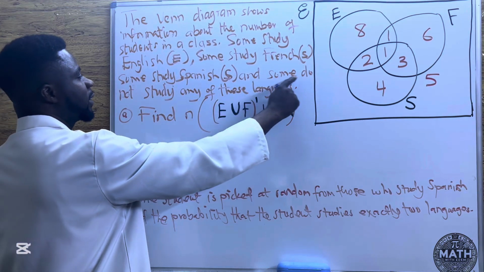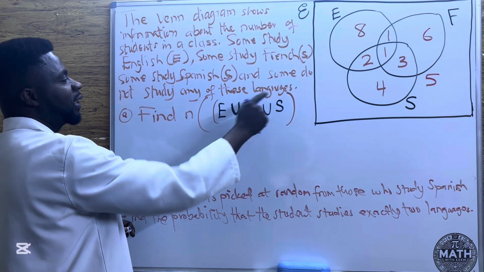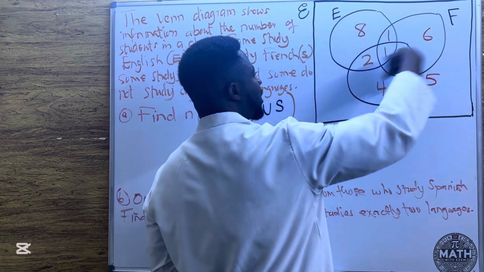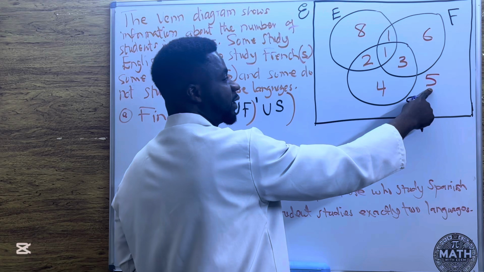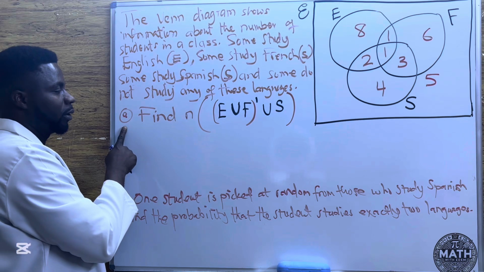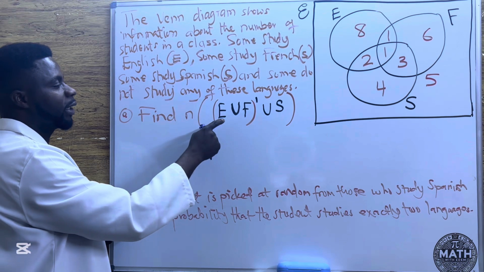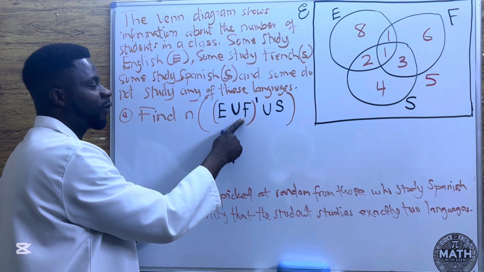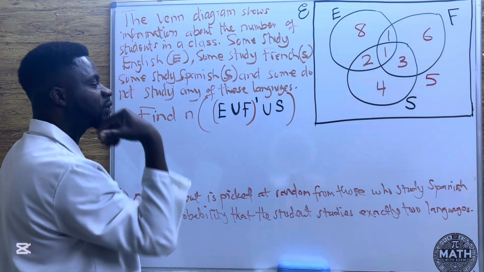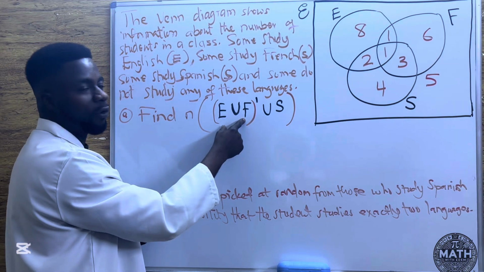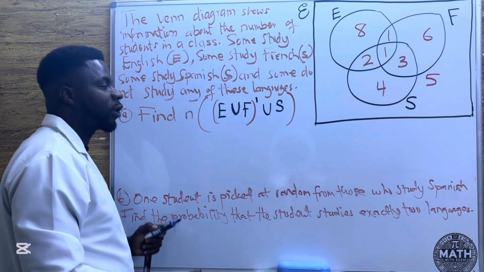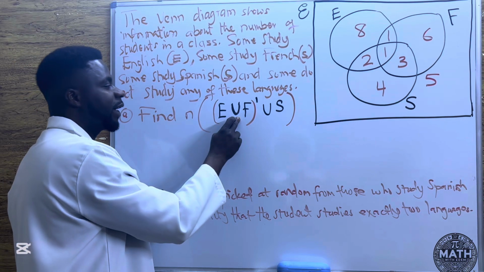Here it says that some do not study any of these languages. So as you can see, we have here 5. 5 is not part of the circles. So 5 students do not study any of the 3 languages. Now let's come to A. It says find the number of students who study English, union, French, all complement. Complement means the number of people who are outside E union F, or English union French. In other words, the number of people who do not study English and then French.